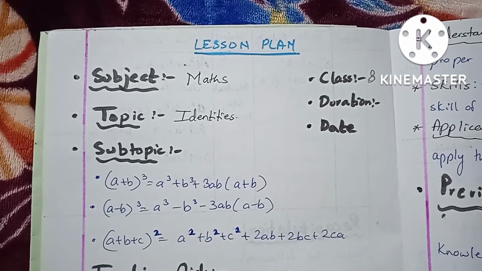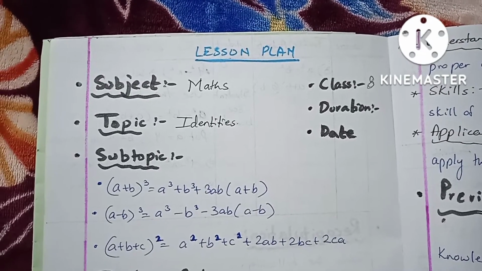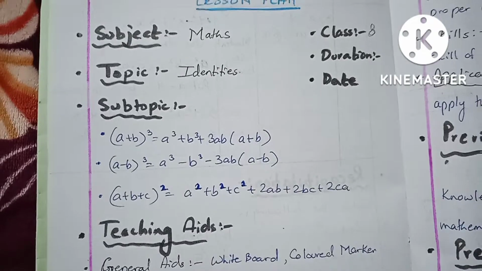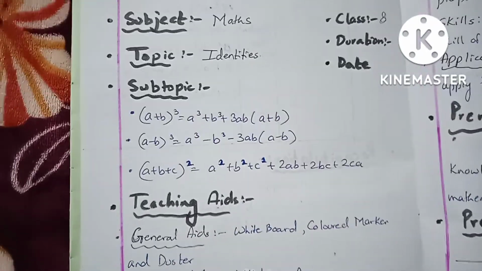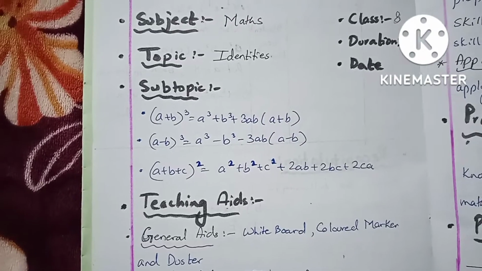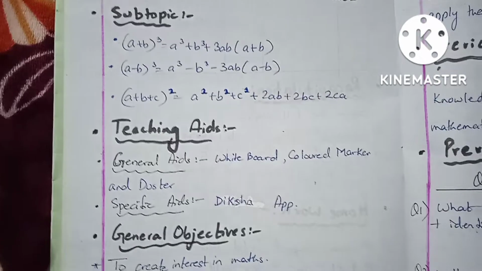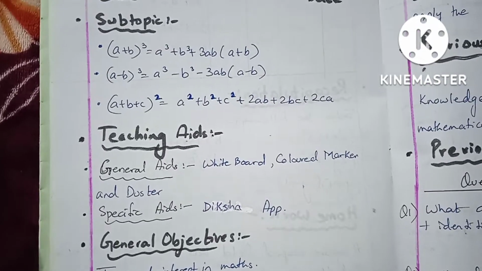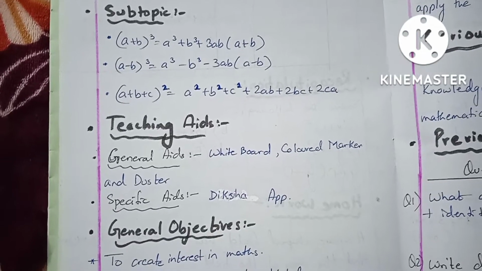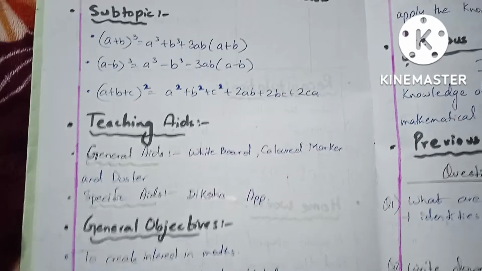Today I am going to discuss the topic identities, that is algebraic identities, and this is a lesson plan for class 8. The subtopics over here are (a plus b) whole cube, (a minus b) whole cube, and (a plus b plus c) whole square. The teaching aids required: in general aids, we have whiteboard, color marker, and duster. Specific aids are Diksha app, and you can also have flashcards over here.